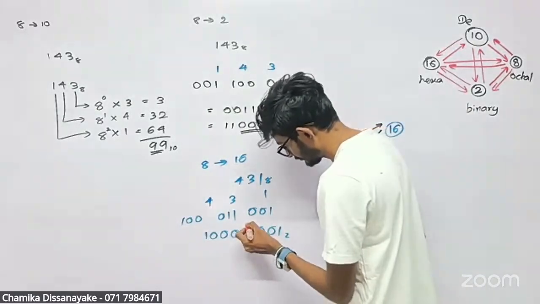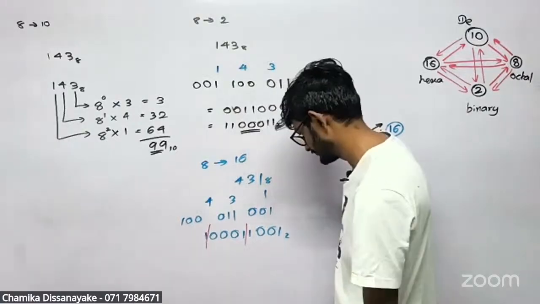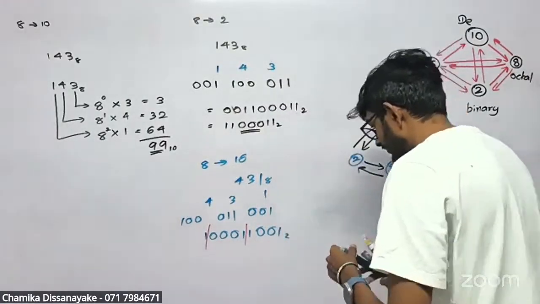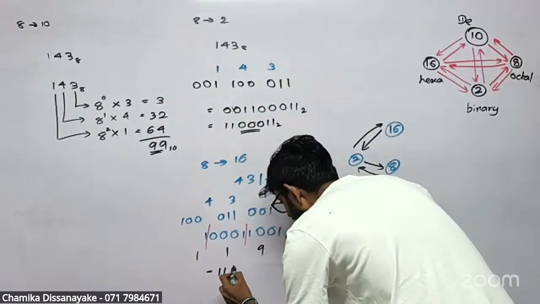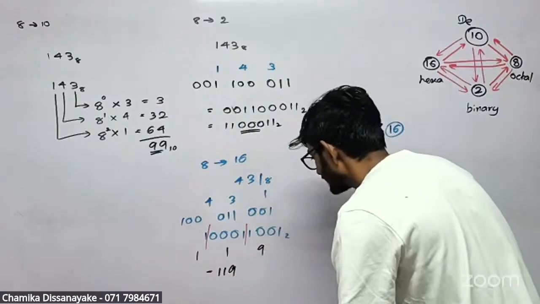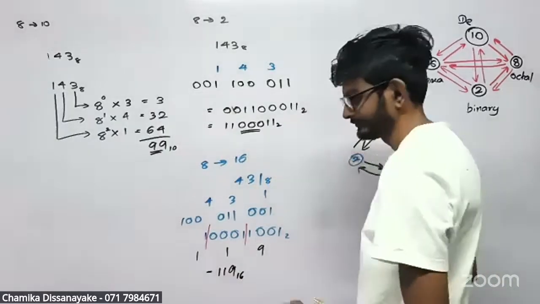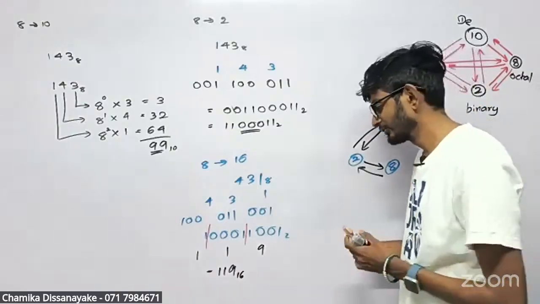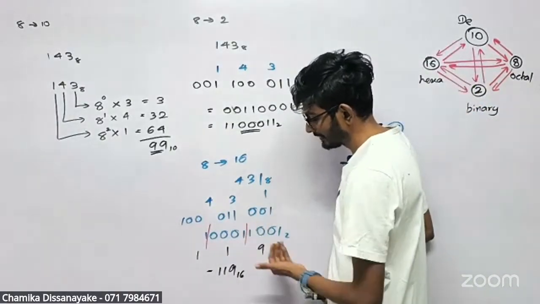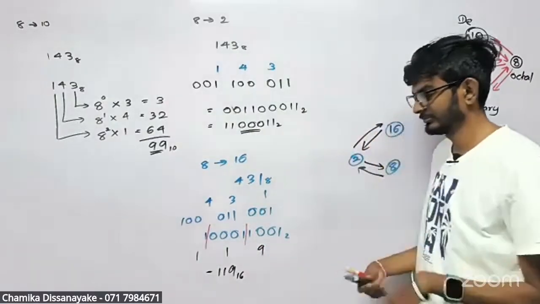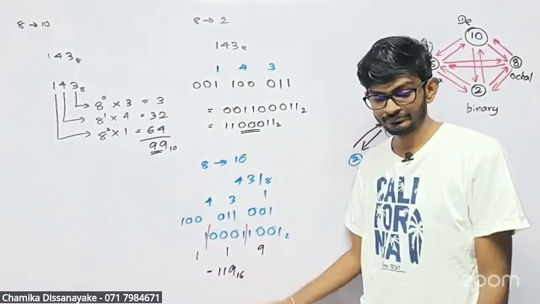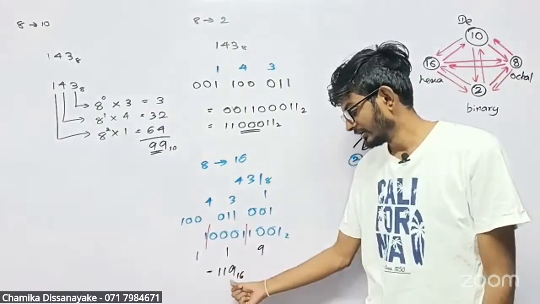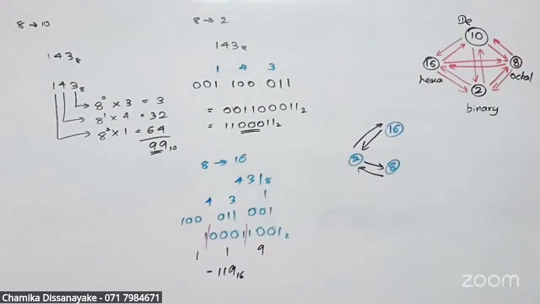Here we divide by 4. Here the value is 9. Here we have 1, 1, 9 in hexadecimal. So here also, if we have a value larger than 9, we have to write the symbol here. Just keep that in mind.